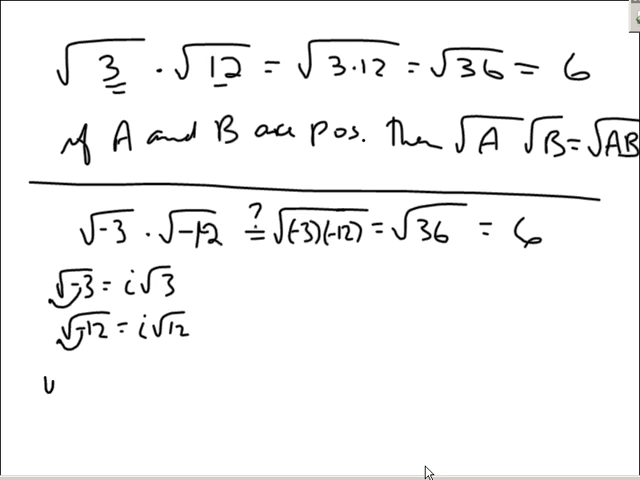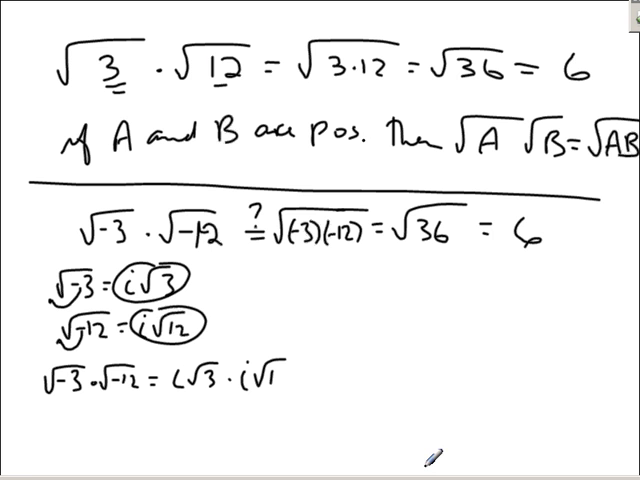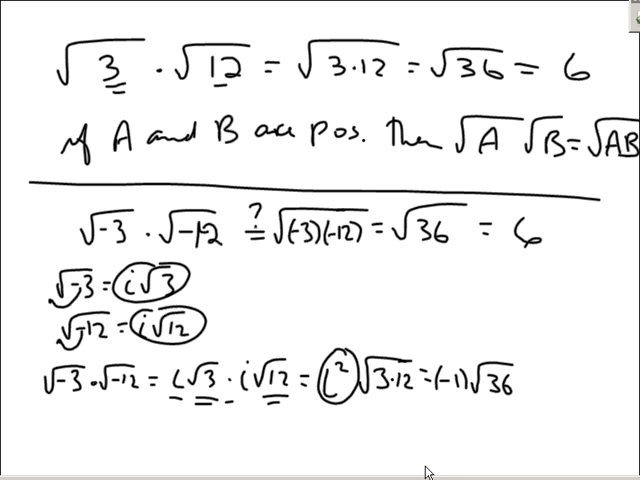Okay, so the square root of negative 3 times the square root of negative 12 is this times that. It's i square root of 3 times i square root of 12. Well, i times i is i squared, and square root of 3 times square root of 12, having done it already, we know that it's square root of 36, it's 6. And i squared is negative 1. So it's negative 1 times 6. It's negative 6. They're not equal.